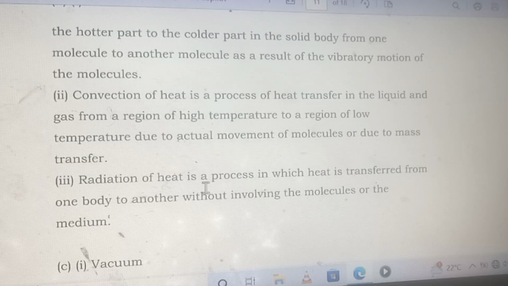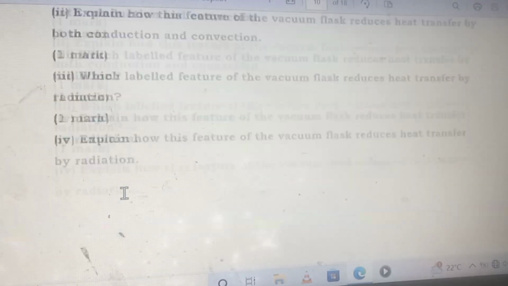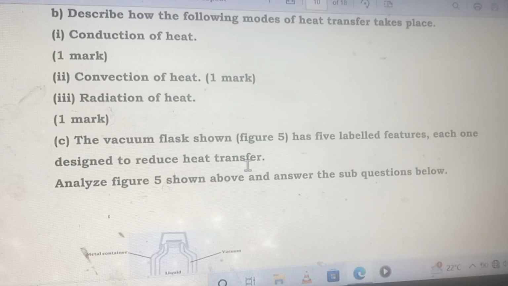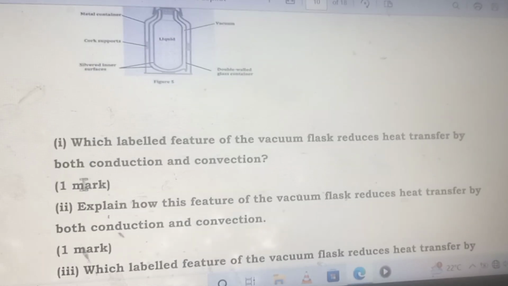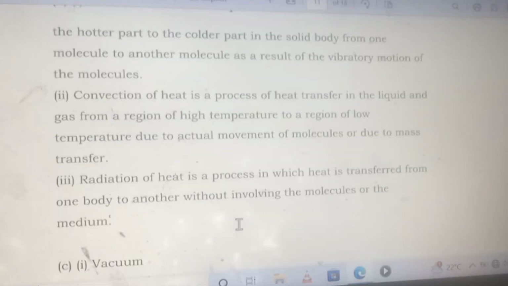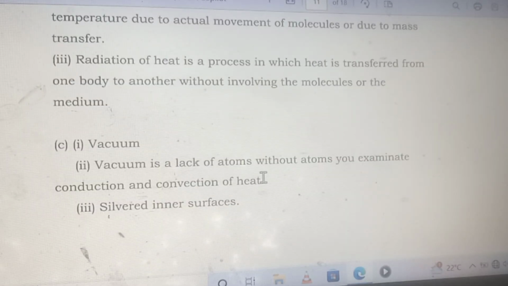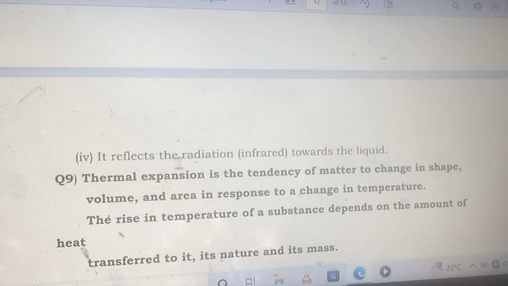Radiation of heat is a process in which heat is transferred from one body to another without involving the molecules or a medium. Question C. The vacuum flask has elaborate features. Which elaborate feature of the vacuum flask reduces heat transfer? It is the vacuum. Explain how this feature reduces heat transfer. You see, this is the correction. Lack of atoms: without atoms, you eliminate conduction and convection of heat. The next feature is the silvered inner surface, and it reflects radiation.